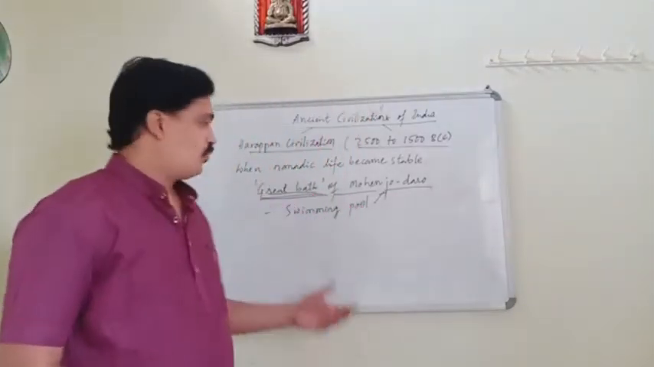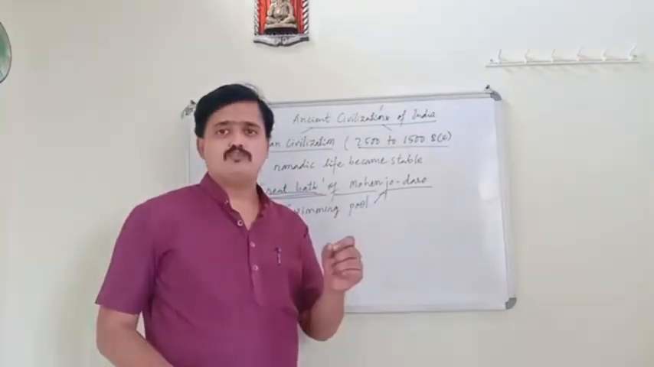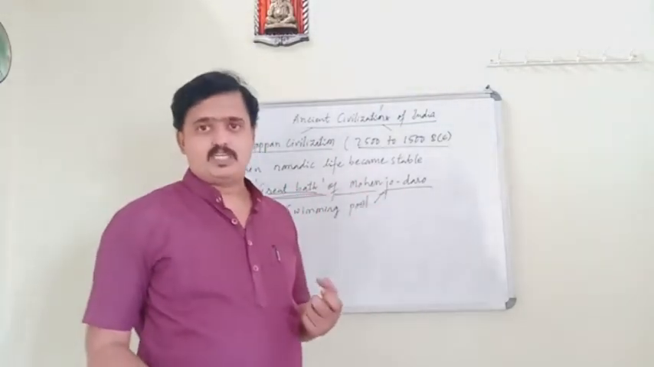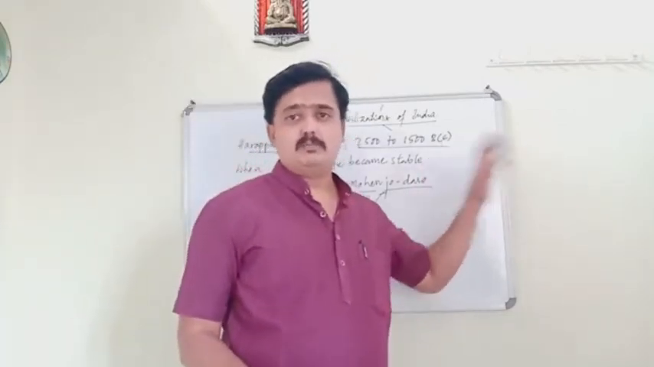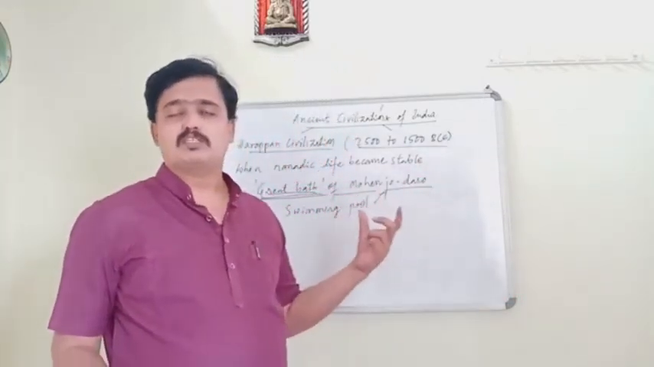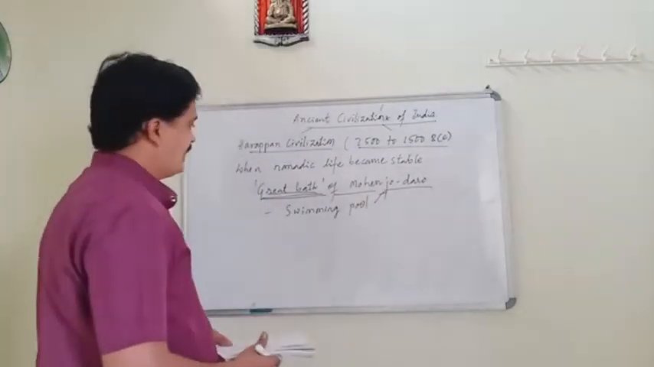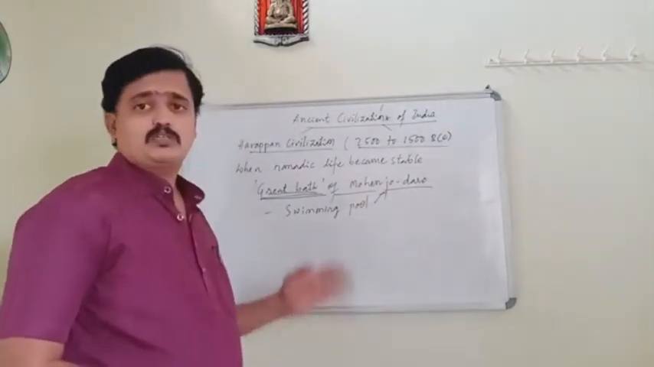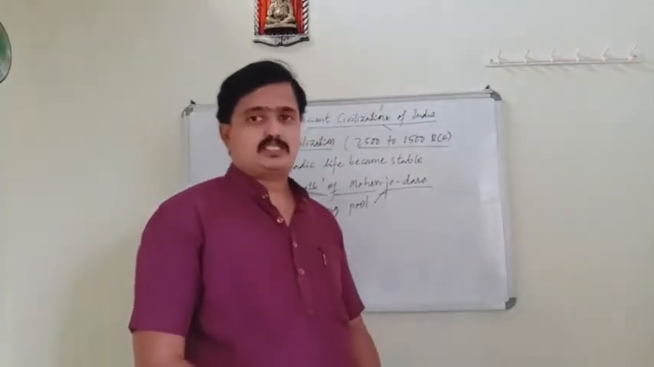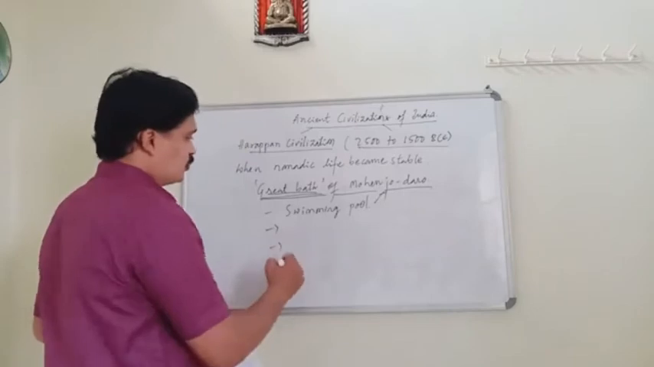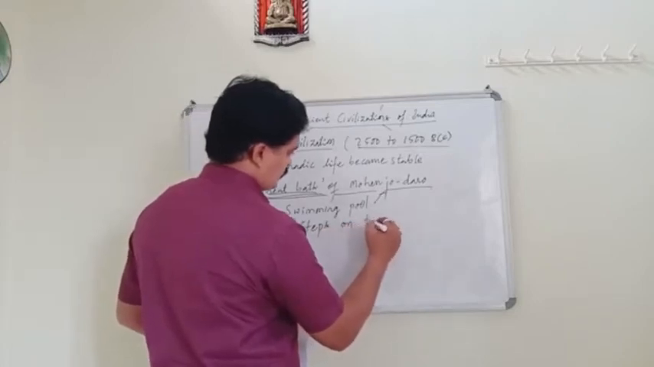And what is the importance of this Great Bath? It was built of bricks, in order to protect it from the seepage of water. It also had steps on two sides, and rooms all around.